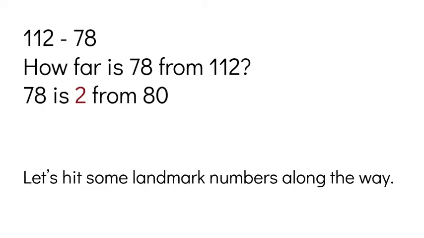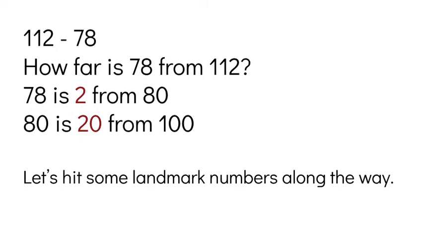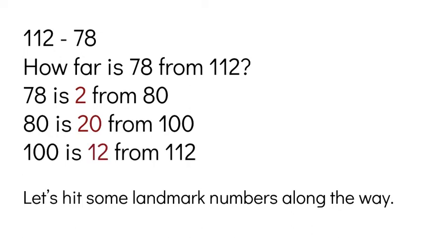So we're going to start by just jumping from 78 to 80. And 78 is 2 from 80. So far we've gone the distance of 2. And now we're going to go from 80 to 100. I can do that pretty easily. 80 to 100 is 20. And then I can go from 100 to 112. Easy jump for me, that's just 12.